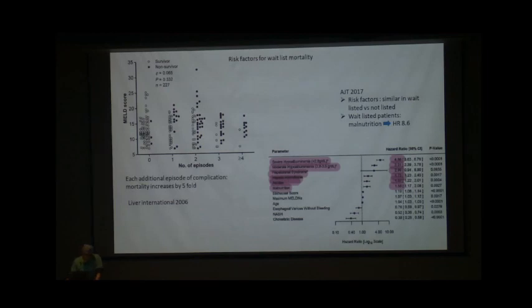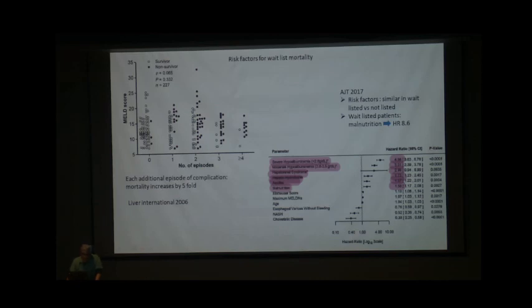If you see the number of episodes of complications and the MELD score, there is no correlation between the MELD score and the number of episodes of complications. Even complications like SBP, hydrothorax, AKI, and bleed can happen in low MELD patients. And each additional episode of complication increases the waitlist mortality almost 5-fold.